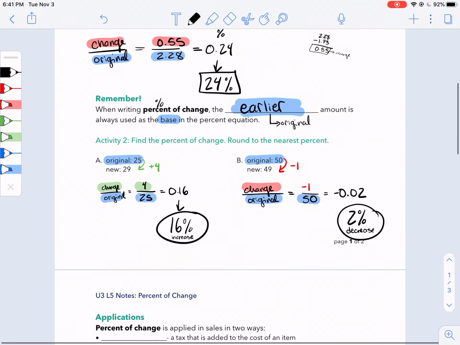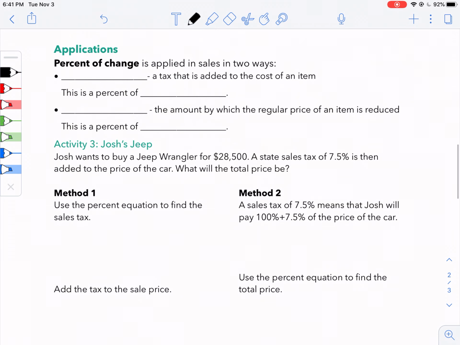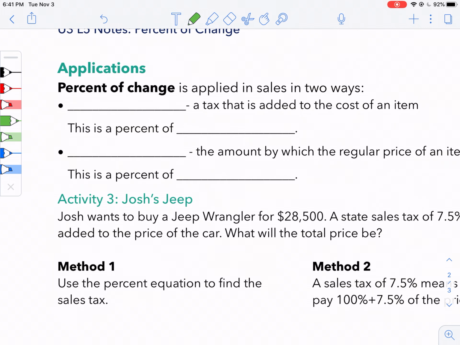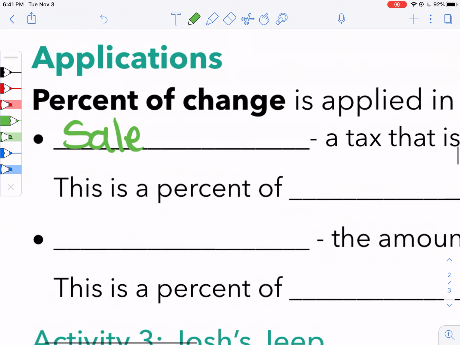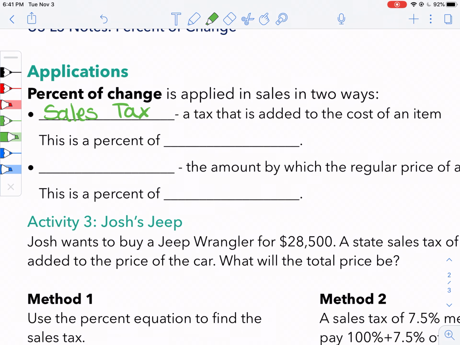So here we go. We've got our change over our original. That's great, but when are we going to use this in real life? Well, I've got one of each for you. Y'all have heard of sales tax. Sales tax is an extra tax when you buy something. When you add that extra tax, that's a percent of increase.